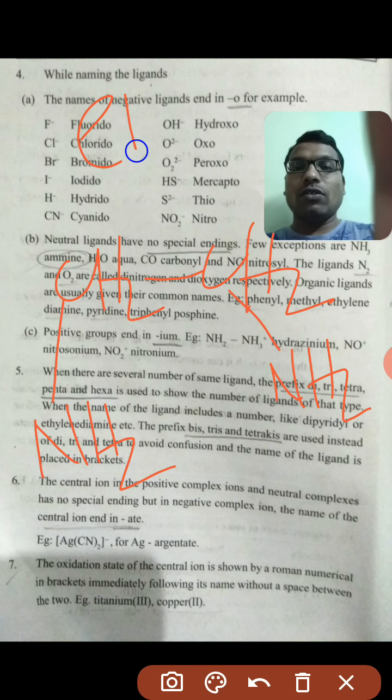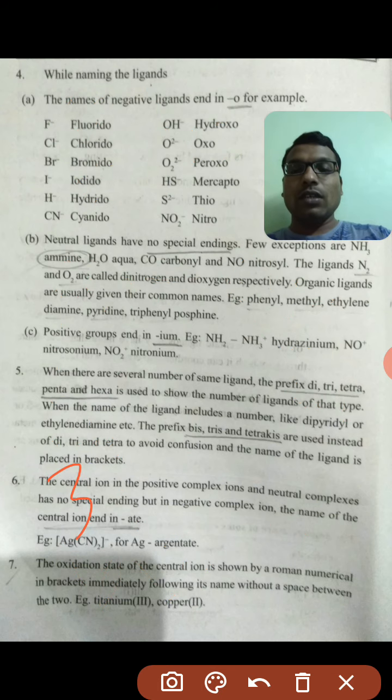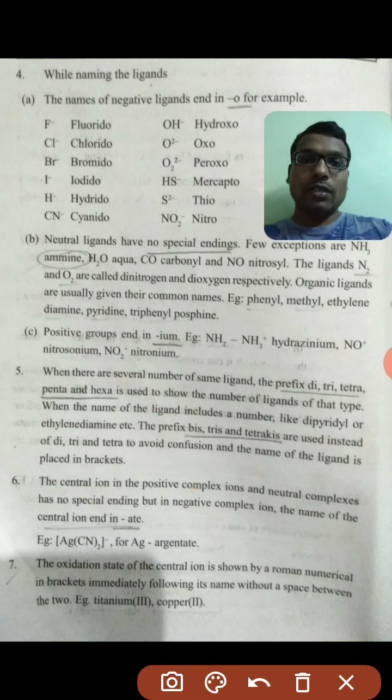Suppose en is present twice. Generally, we should not write diethylene diamine. Instead of writing di, the prefix should be bis. If 2 is present, we write bis. If 3 is present, we write tris. If 4 is present, we write tetrakis. Okay? So these are the prefixes for ligands that include a number.